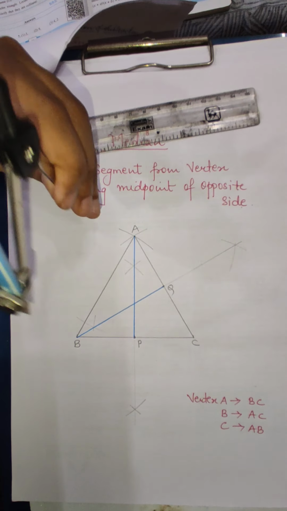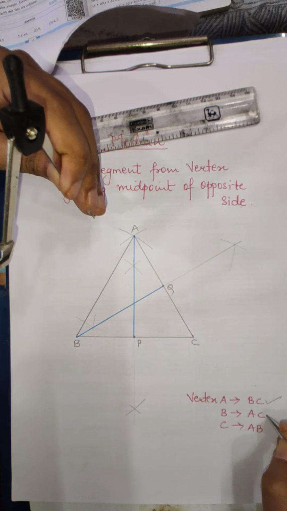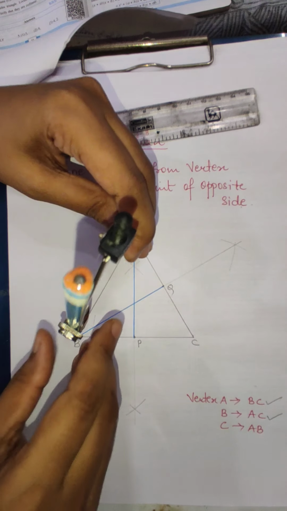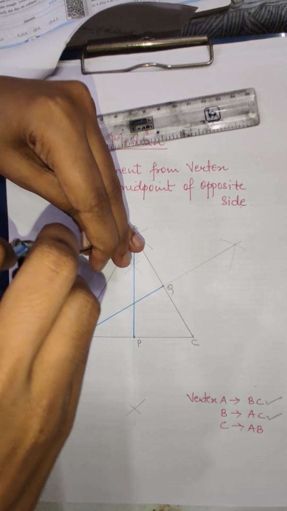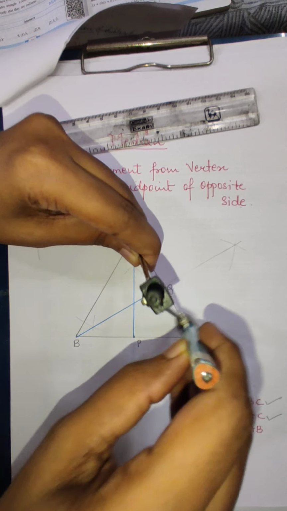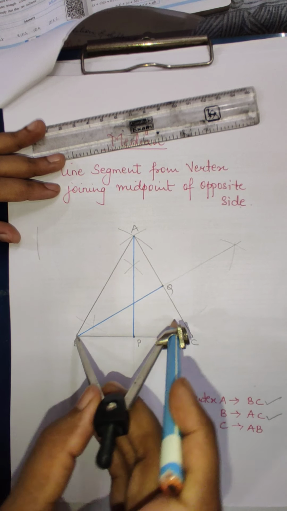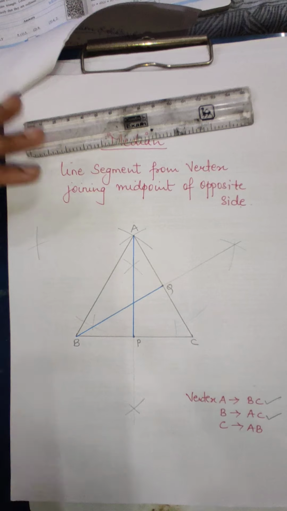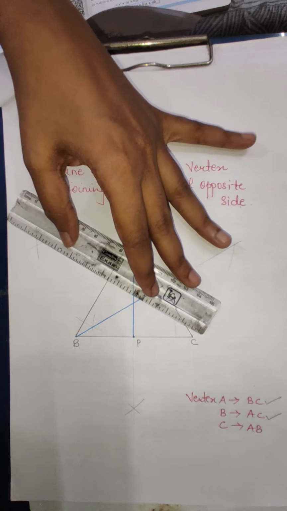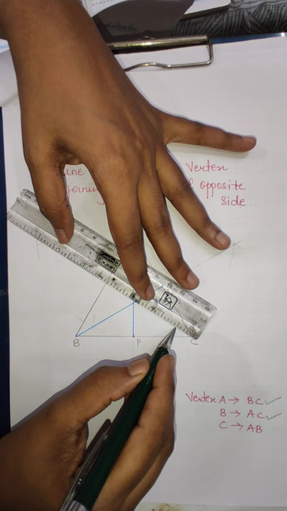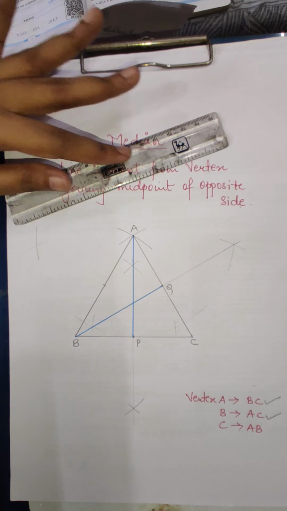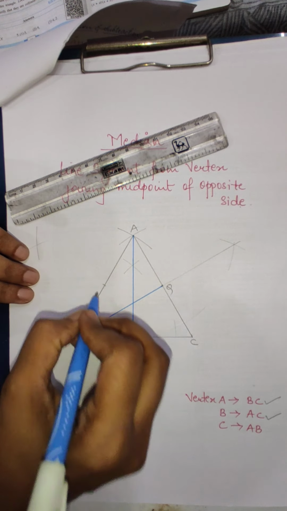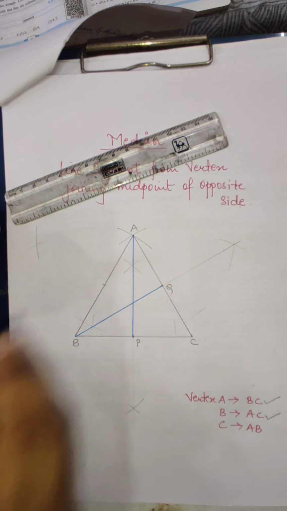Similarly from the third side. So we have completed vertex A, vertex B. First draw a perpendicular bisector. Join this. You will get the point somewhere here. I am not drawing the line because we only need the midpoint. Name this as R.